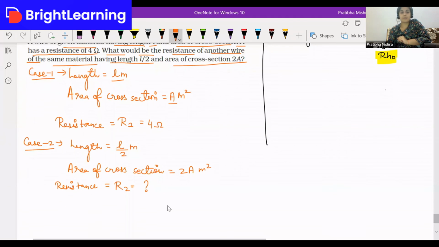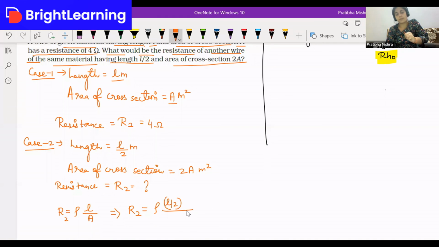Let me scroll down. Okay. So we'll use the same formula. R is equal to rho L by A. This is the general formula, no? Okay. So my new resistance is R2. I'll just write R2. Now, what is my new length? So R2 is equal to rho, which remains the same. No changes in that because they have not given us any information about that. Length is becoming half. So the new length is L by 2. Okay. The new area is becoming doubled.